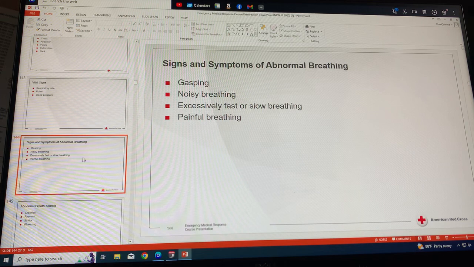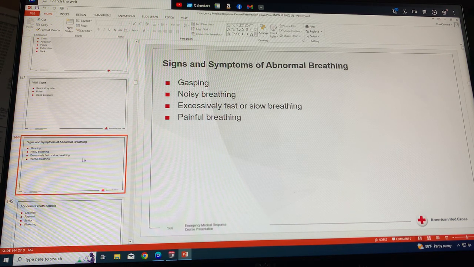Okay, here are more signs and symptoms of abnormal breathing. Gasping, okay? If someone is gasping, that's a sign of abnormal breathing. Noisy breathing is not normal. We normally hear people breathing. We don't hear any noise or anything like that. That can be a sign of a problem, or of an obstruction to the airway or something, right?